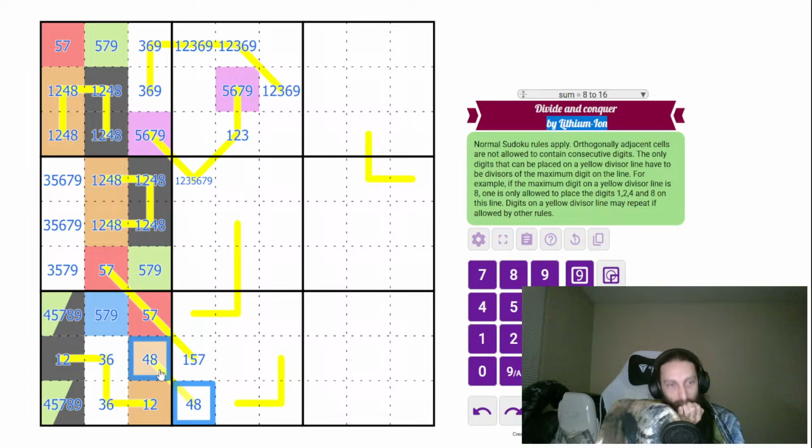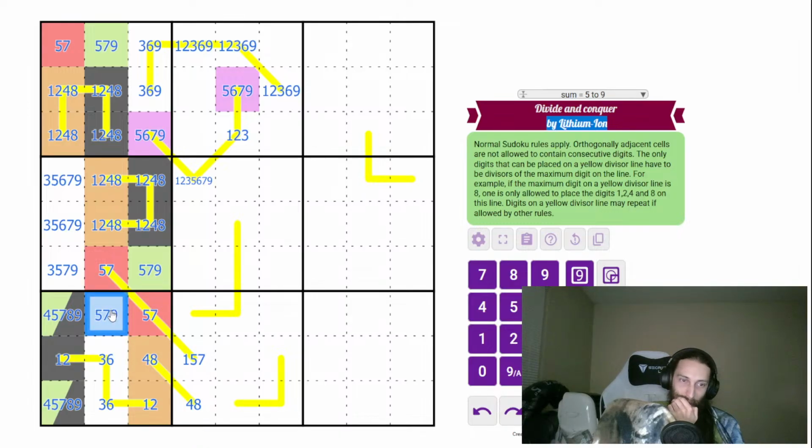If these two are different, then that means this one is that one. We get the 5, 7, 9 like this. And 1. 5, 7 there. Which means if these are different, that has to be 9.